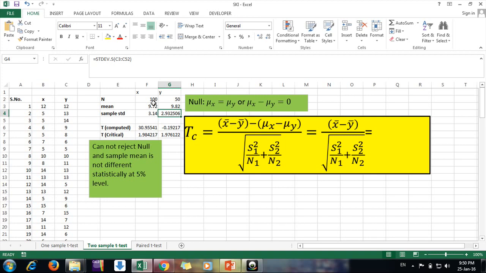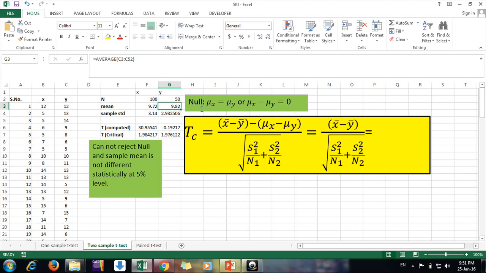So here we have two samples of different sizes, it could be of the same size as well, and then their means and their sample standard deviations. These are the inputs we require to compute a two sample t-test. We want to test whether these means, 9.72 and 9.82, which we get from different samples, are statistically different from each other or not.